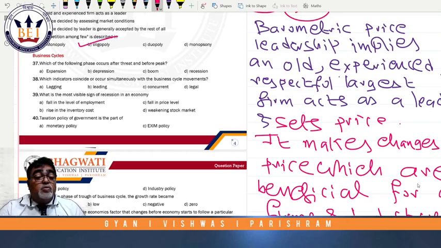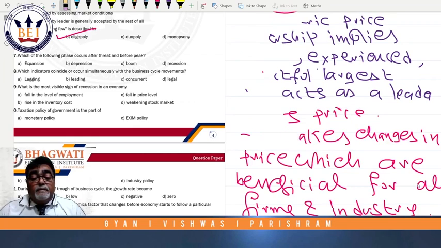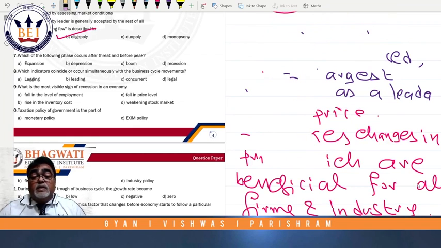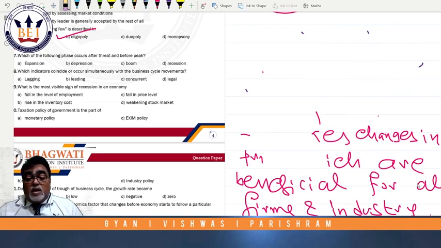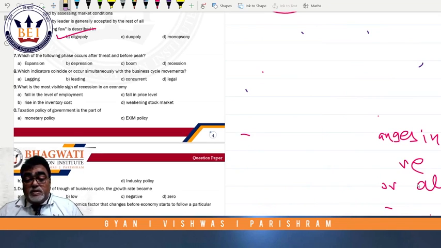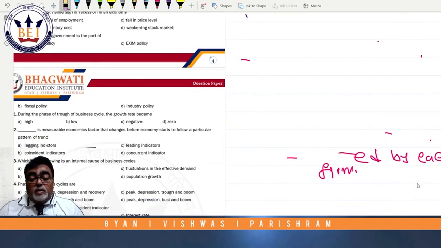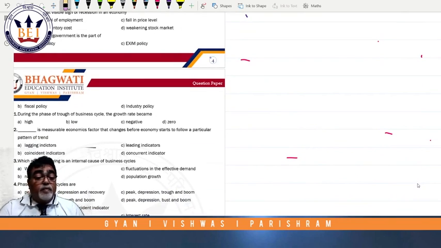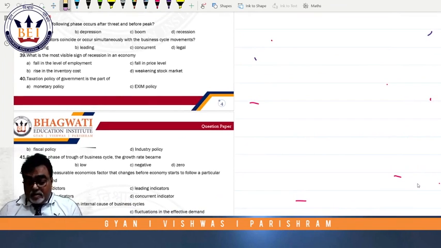We'll switch to another 10 marks question. Let me rub this out so that side by side we can explain clearly. It would be helpful for you to tally questions with the answer explanation. Only getting the answer won't serve any purpose. If you clear this part, it will be helpful for you. Business cycle. Which of the following phases occurs after trough and before peak?